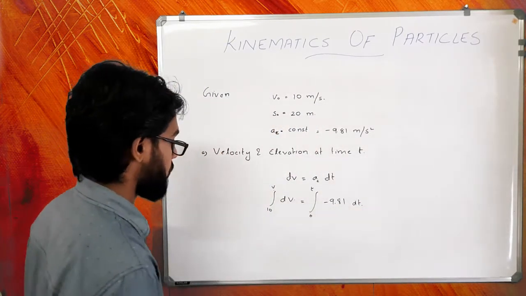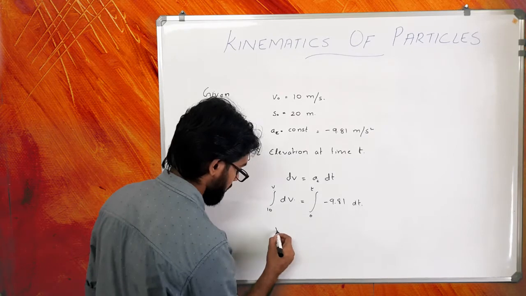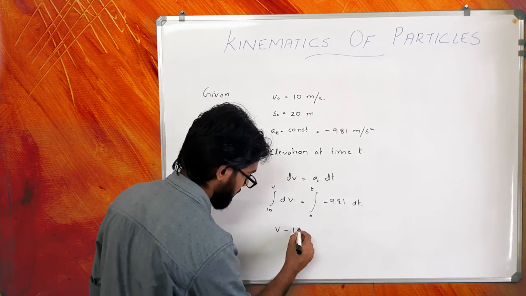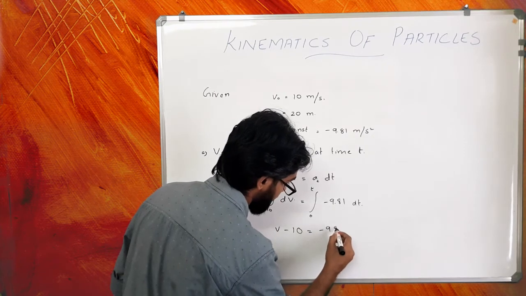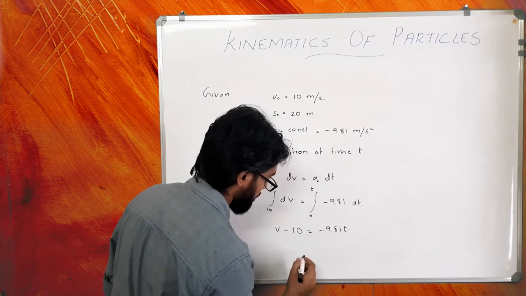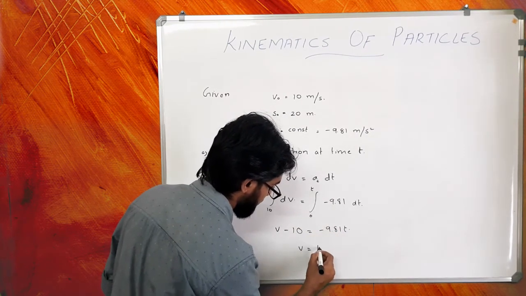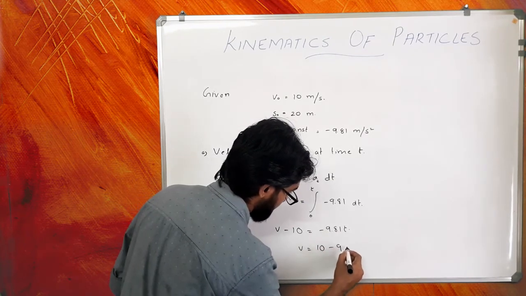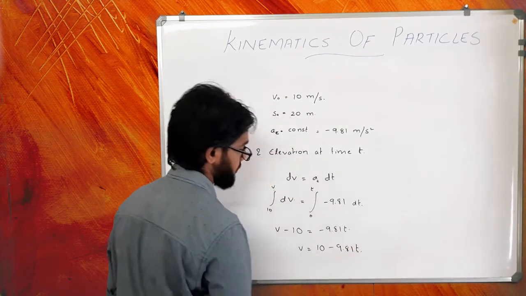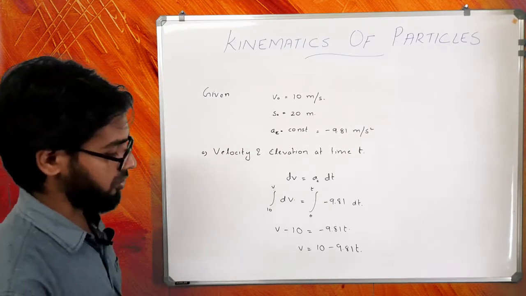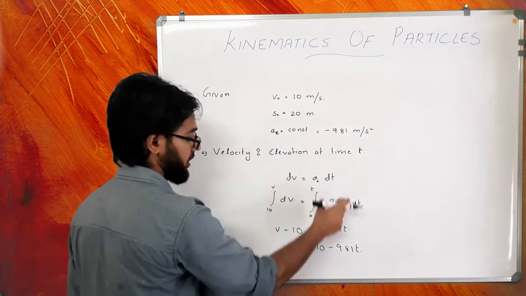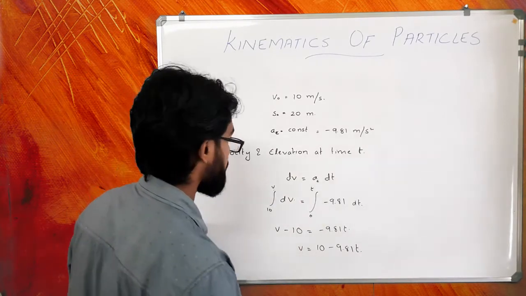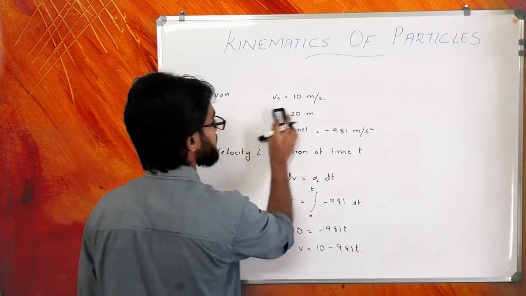Now we will get the value v minus 10 equals minus 9.81 into t, or v equals 10 minus 9.81 t. So this is the first expression, velocity at time t. Moving on to the second.